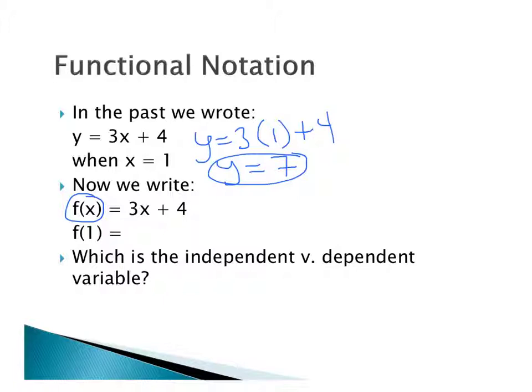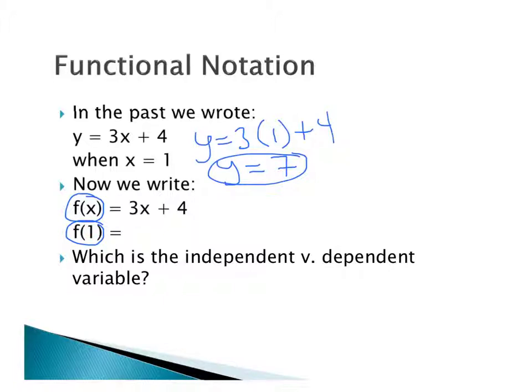So f of x means this function of x. Now, if I want to plug in a number for x, I'm going to say f of 1, or maybe f of negative 3, or whatever I'd like to plug in for x, I will put that in the parentheses. That does not mean f times 1 or f times x. That's not at all what it means. It means a function of x or a function when 1 is plugged in for x.